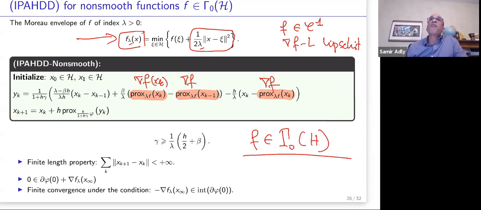And now my function is not differentiable, so I'll replace it by the prox of lambda. Before I got something which is backward-forward, like the prox of the function phi and the gradient of the function f. But now, since my function is not smooth, we can do the same analysis to have this.